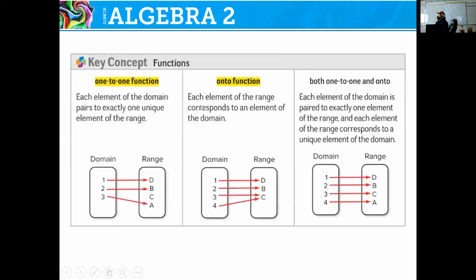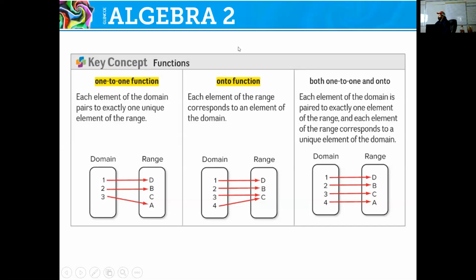Okay, so here are our key concepts. We have one-to-one function. Each element of the domain corresponds to exactly one unique element of the range. So if you're looking here, we have 1 that corresponds to D, 2 that corresponds to B, 3 that corresponds to A. This would be said to be a one-to-one function, and this would pass the horizontal line test.